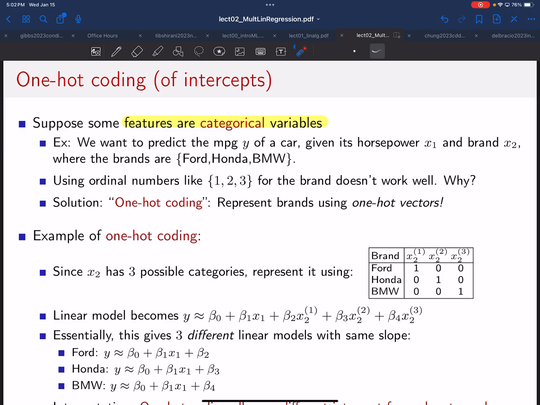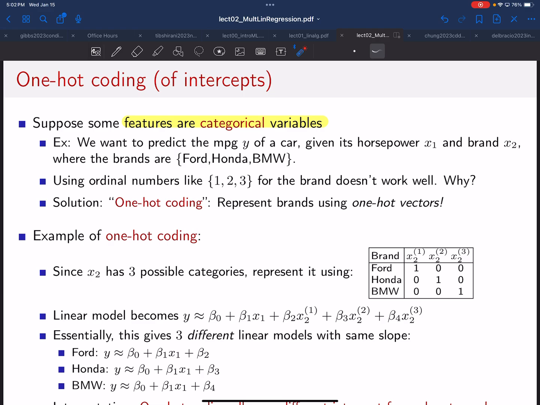No, I think you're imposing an order. Exactly. Because there is an order to the numbers 1, 2, 3, right? 1 is less than 2, 2 is less than 3. But that particular order might not really be the valid order, if there even is an order for Ford, Honda, BMW for the prediction task at hand. Maybe you could say according to cost or something, maybe this is a valid ordering, but maybe that's not really important for predicting miles per gallon.